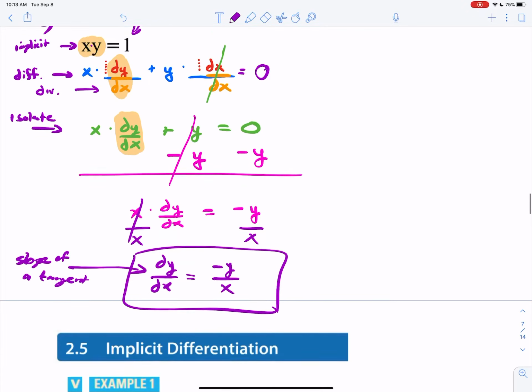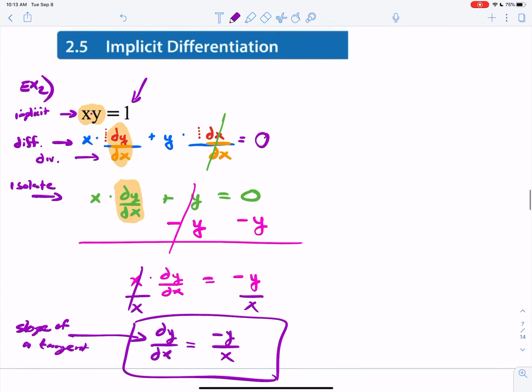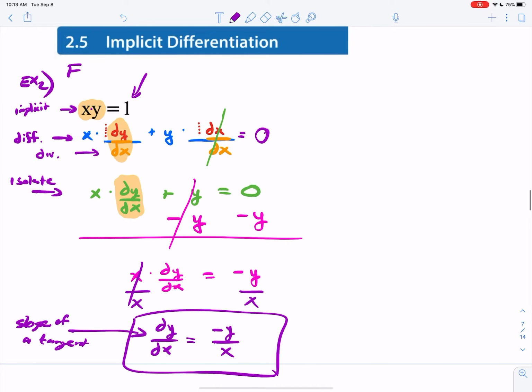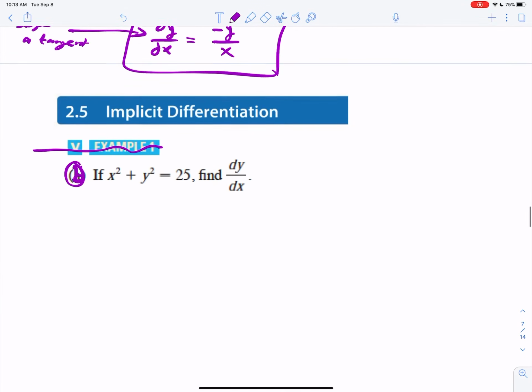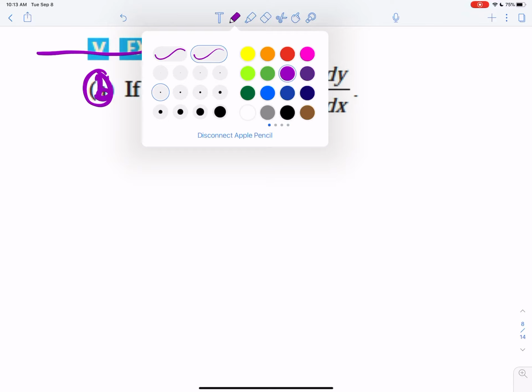Okay, here we go. Here's part B. Write that down. If x squared plus y squared equals 25, find dy dx. I should have written the instructions up here too. Find dy dx. You guys could try this on your own. If you get stuck, press play again. If you're done, press play. But go as far as you can. Don't worry if you make a mistake. I'd rather you make your mistakes now.